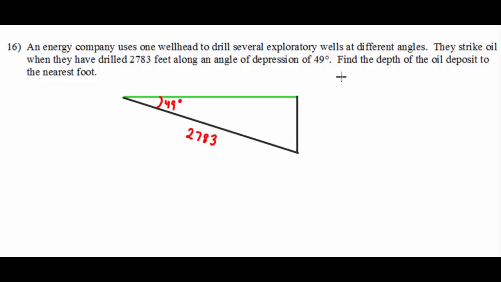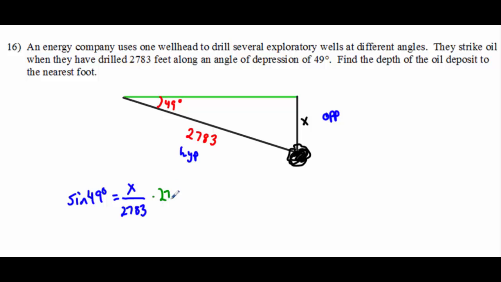If I just finish it right here, because they want to know the depth of the oil deposit. Well, if down here is where we struck oil, then the depth that we're looking for is this side. And so this 49 degrees is over here. That makes this the opposite side that we're looking for, and what we know is the hypotenuse. So we want to use sine. Sine of 49 degrees equals x over 2783. So I'm going to times both sides by 2783.